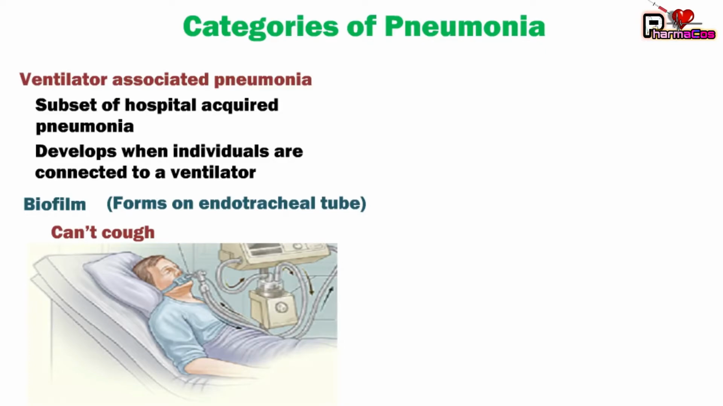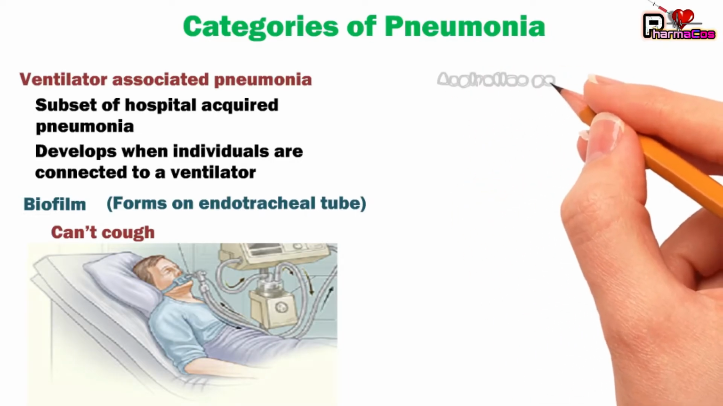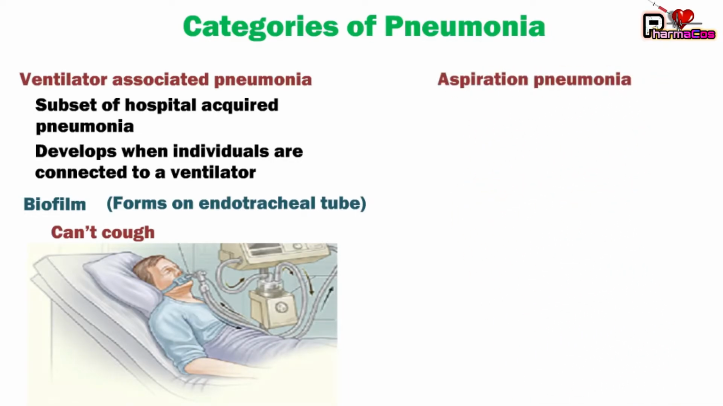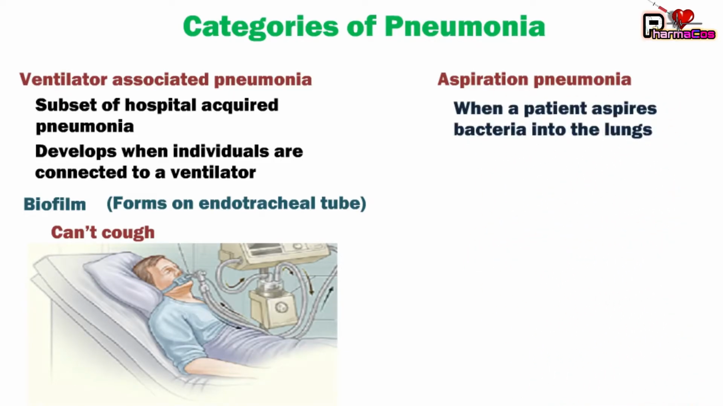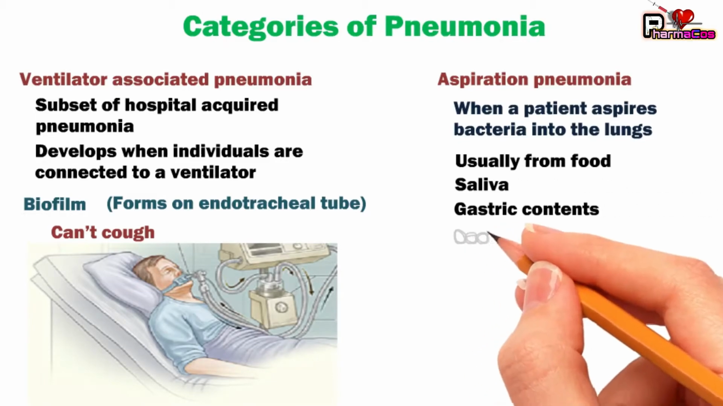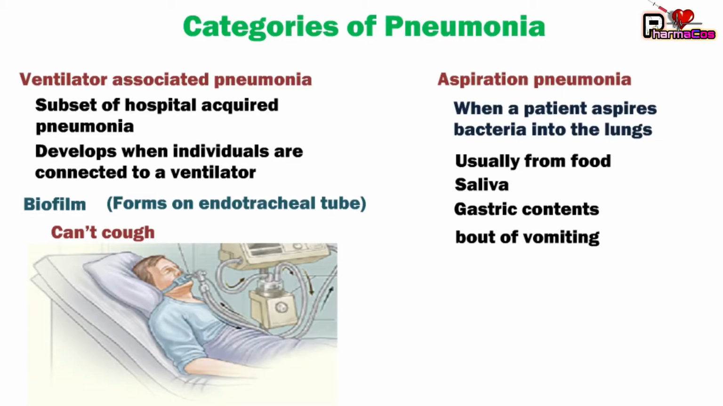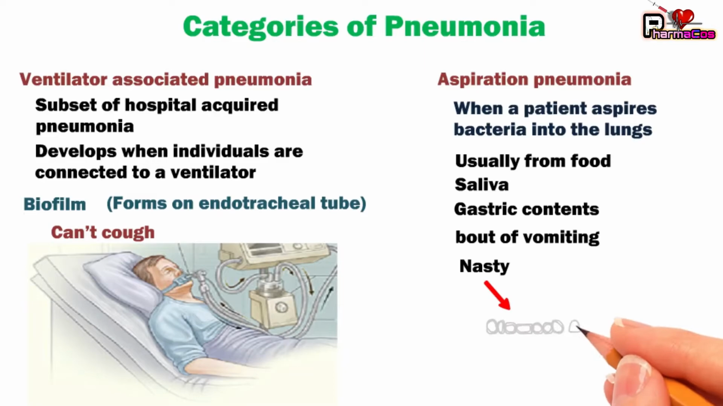Now, in addition to inhaling microbes, there are other ways to develop pneumonia. One example is aspiration pneumonia. Aspiration pneumonia is acquired when a patient aspirates bacteria into the lungs, usually from food, saliva, or even gastric contents, like after a bout of vomiting. Aspirated gastric contents can be particularly nasty because stomach acid can cause chemical irritation in addition to possible infection.